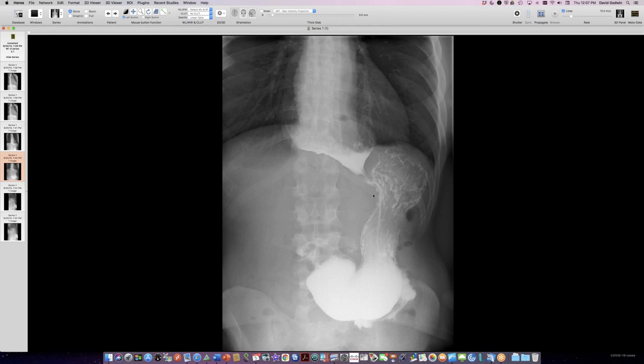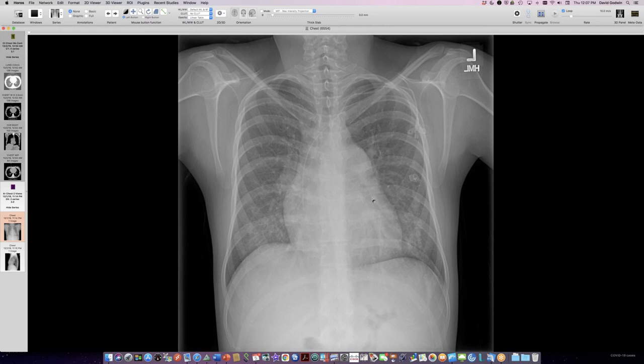Yeah. How old is he, David? How long has he lived with this? The person was 50 at the time of those studies, and I don't know what his history was in terms of whether there were any preceding symptoms.